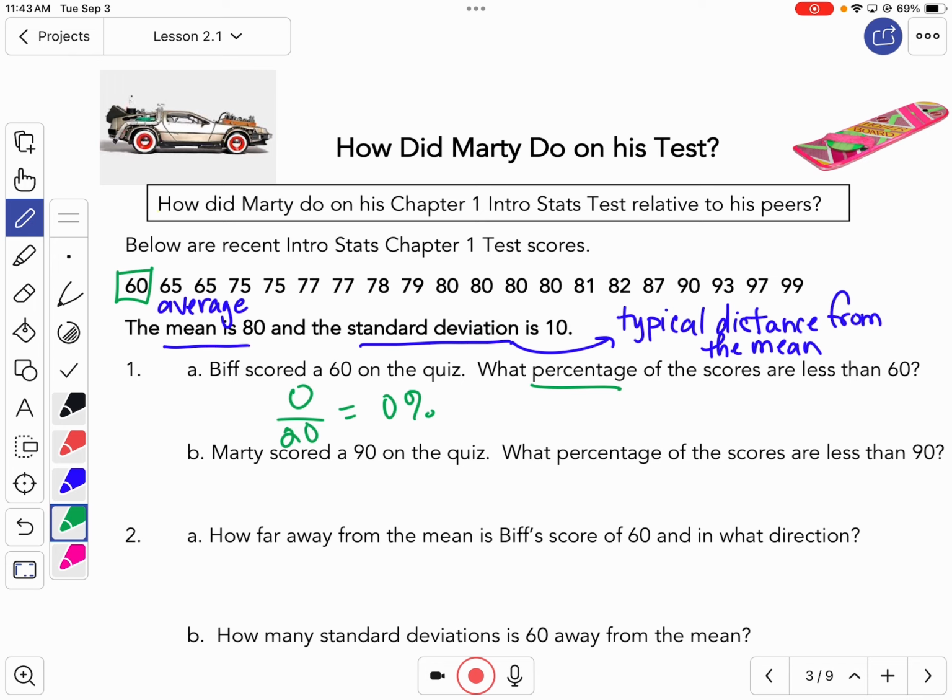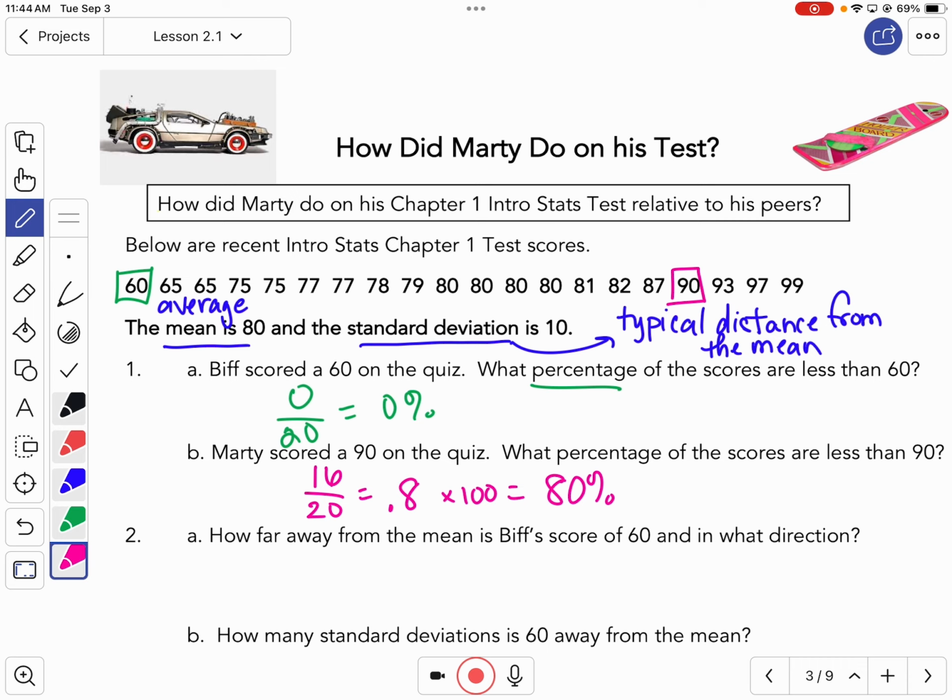Now, Marty, because he's a rock star, he scored a 90. What percentage of the scores are less than 90? All right, so let's count. How many scores are less than 90? 16 of them? Yep, out of 20. And if I wanted to make that into a percentage, I'd divide and get 0.8 and then multiply by 100. And what percent would it give me? 80%.